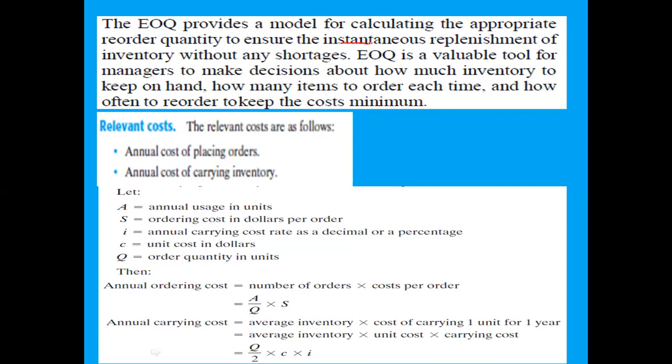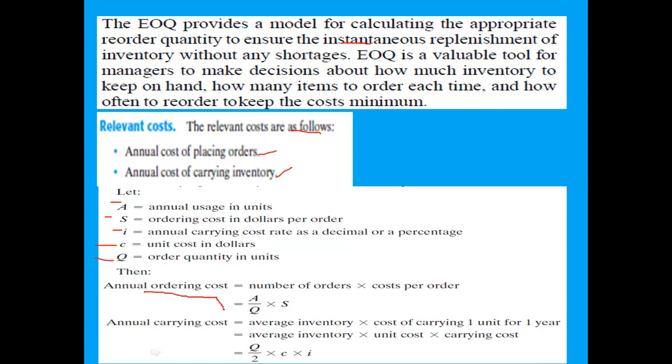Now the relevant costs are as follows: the annual cost of placing orders and the annual cost of carrying inventory. Let A be the annual usage in units, S the ordering cost in rupees per order, I the annual carrying cost rate, C the unit cost, and Q the order quantity.